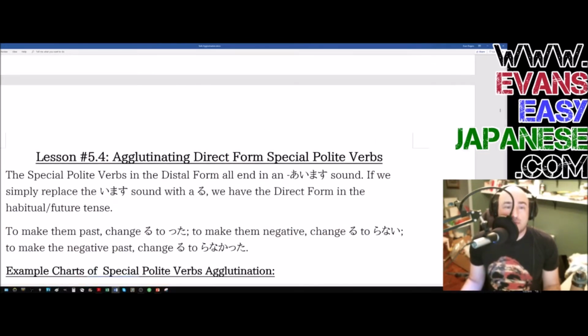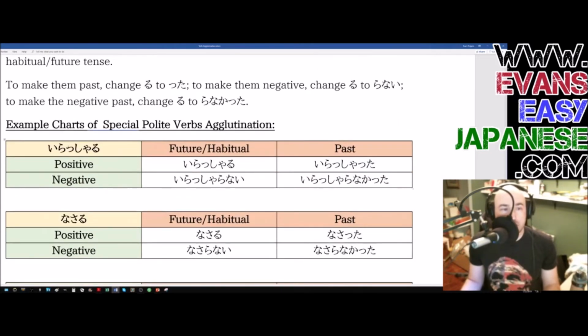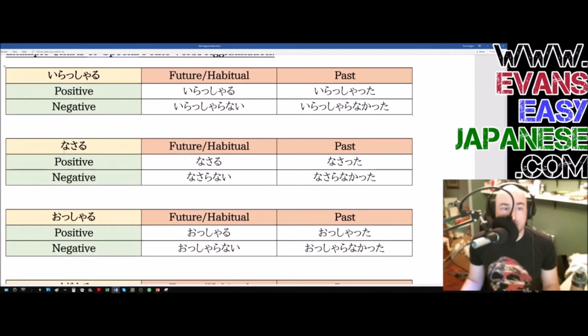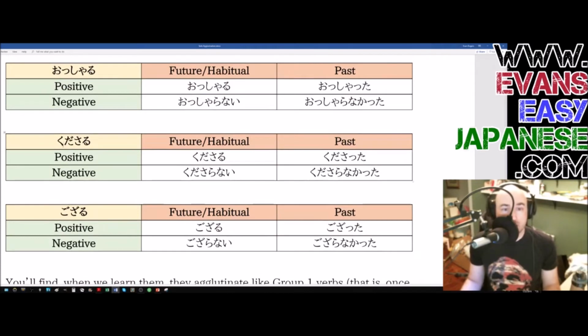Okay. Next group, the special polite verbs. There are 5 of them. Irasharu, the plain form of irashaimasu. Nasaru, the plain form of nasaimasu. Osharu is the plain form of oshaimasu. Kudasaru is the plain form of kudasaimasu, which is the kudasai, kudasaimasu, kudasaimasen ka? And gozaru is the plain form of gozaimasu, which is your arigatou gozaimasu and your ohayo gozaimasu.